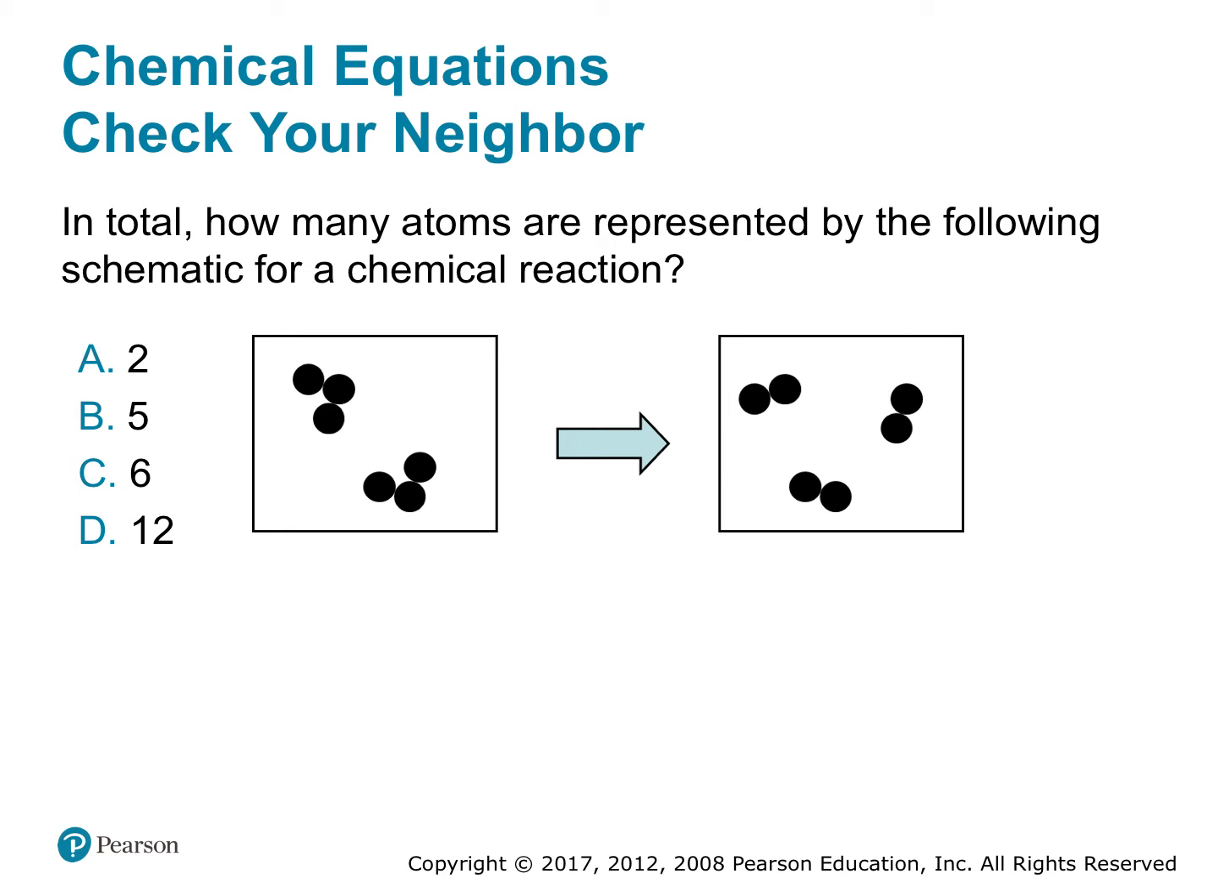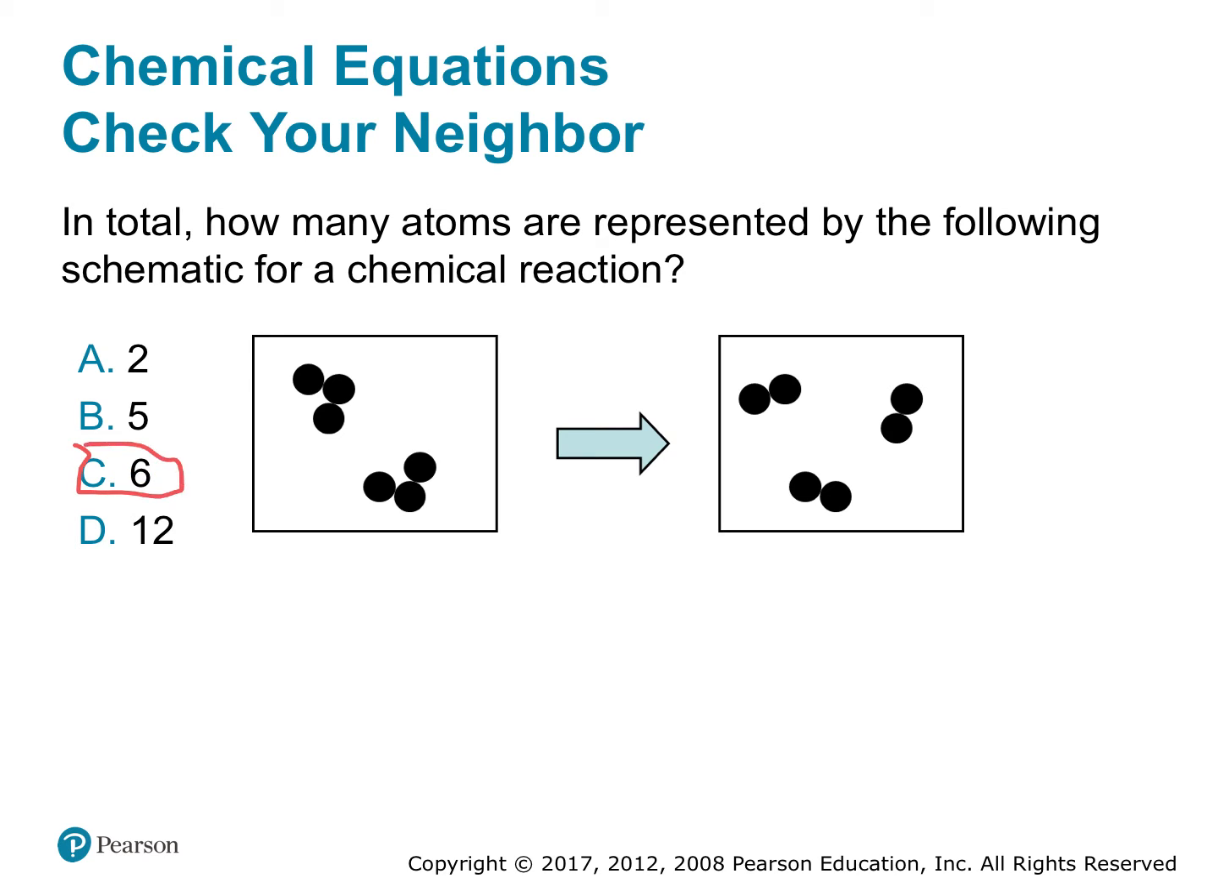So let's look at another example. Here we have this configuration of 2 different molecules, each with 3 atoms in it, and they interact, and you end up with 3 molecules, each with 2 atoms in it. And the question says, in total, how many atoms are represented in the following schematic for chemical reaction? Well, obviously the answer is 6, C.